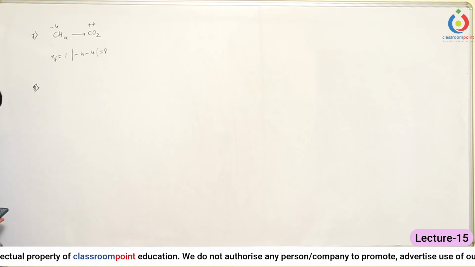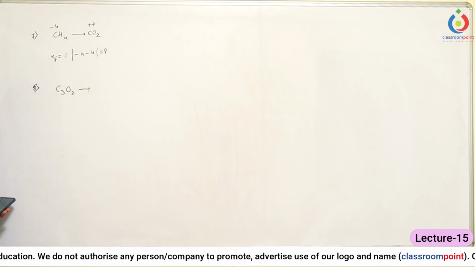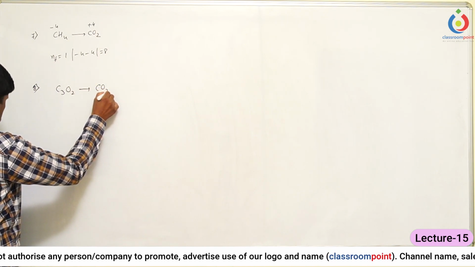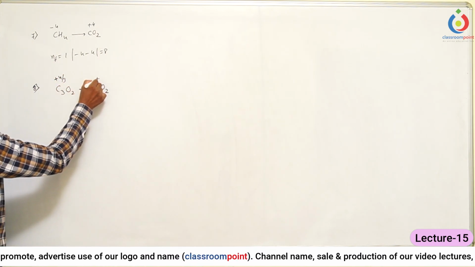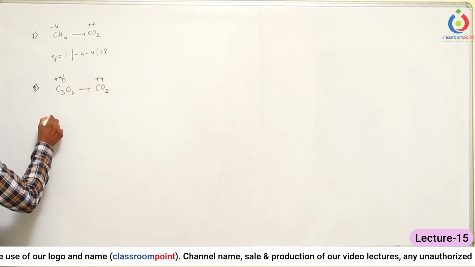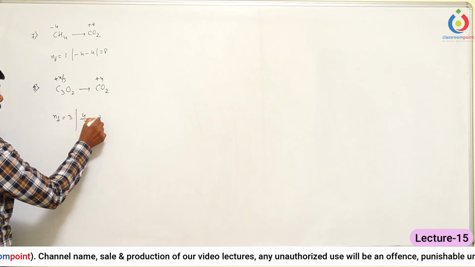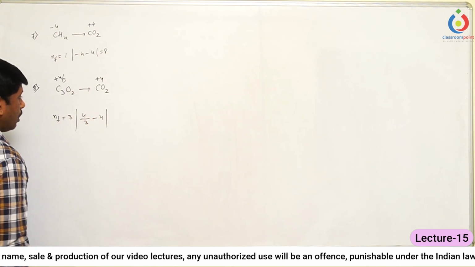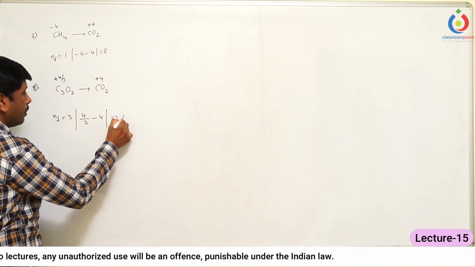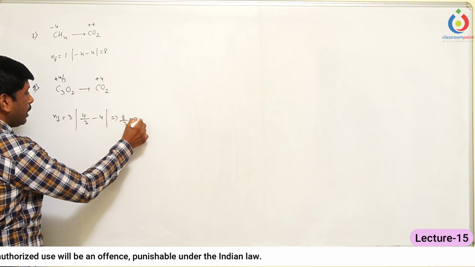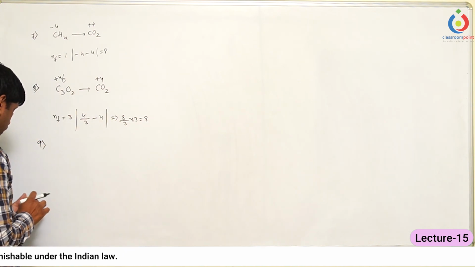Next one is C3O2 changes to the CO2. So here oxidation state plus 4 by 3, this is equals to plus 4. Then n factor equals to 3 into 4 by 3 minus 4, this is 12. 12 minus 4 equals to 8. 8 by 3 into 3 equals to 8.